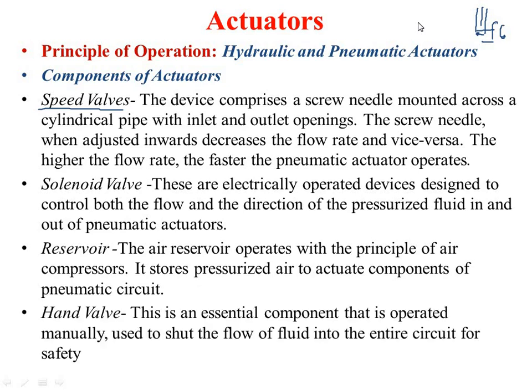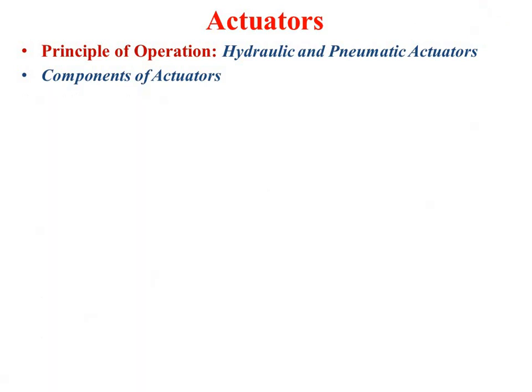Then the hand valve will be there. This hand valve is an essential component which is operated manually, most probably near the reservoir, so that you can control the fluid flow in the entire system. Such a valve controls the flow and makes the next actuator system, or the entire flow system, safe.